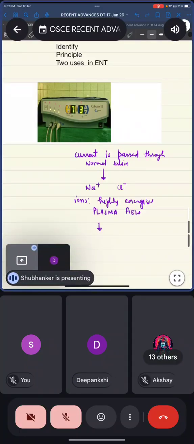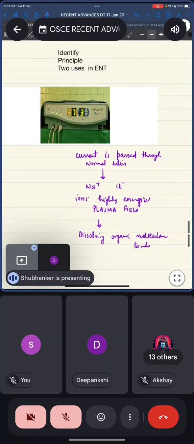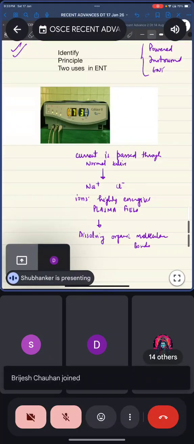Now this plasma field is responsible for dissolving the organic molecular bonds. You can put it in your own language, whatever you are answering, just थोड़ा सा उसको ये streamline कर लेना. This is an important question. Please remember it. All the powered instruments in ENT, I shared you one PDF of around 8 to 10 pages, है ना, of this coblator, radiofrequency ablator, thunderbeat, है ना, cautery and all. उसको पढ़ना है, it is important, don't forget it.